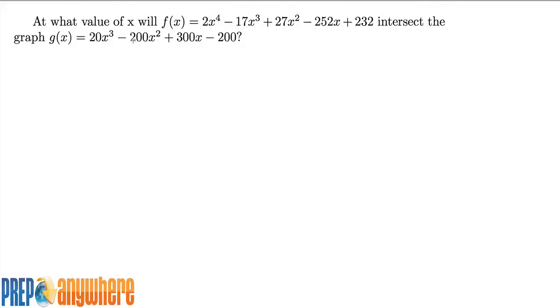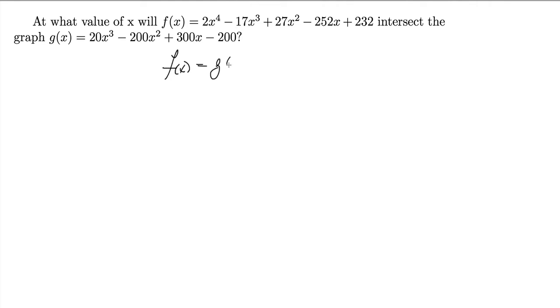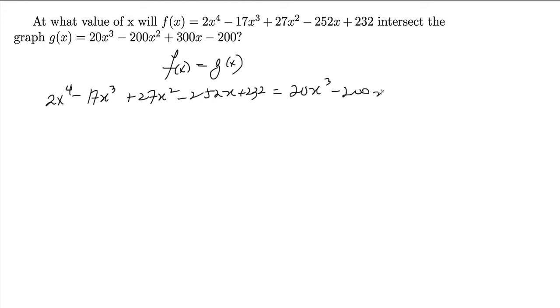Okay, at what value of x will f(x) and g(x) intersect? That's the same thing as making f(x) and g(x) equal to each other and solving for x. Let me write that out. That's equal to 20x cubed minus 200x squared plus 300x minus 200. There's only one x to the power 4 term, so that stays exactly the way it is.